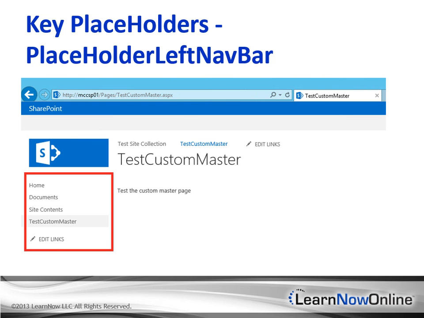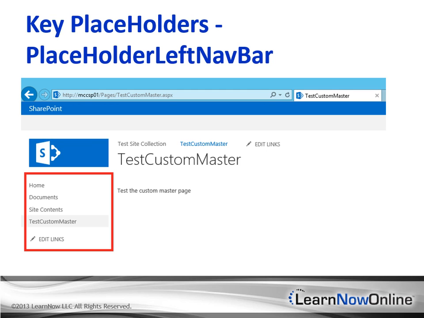The next one is PlaceHolderLeftNavBar. That's the quick launch. This is important because maybe you don't want the quick launch to show up. So in one of your pages you could override the placeholder and set that to be not visible. You could also do it through CSS, but there are lots of different ways to do things in SharePoint, so that's one of the ways. You could use PlaceHolderLeftNavBar if you wanted to.